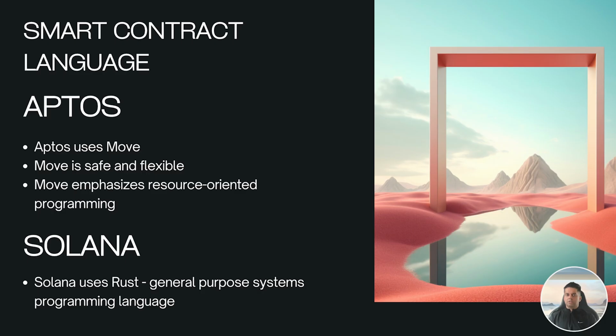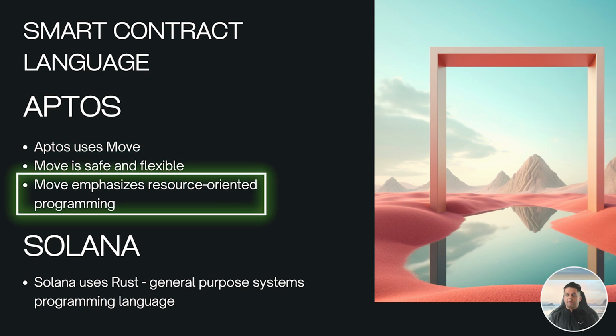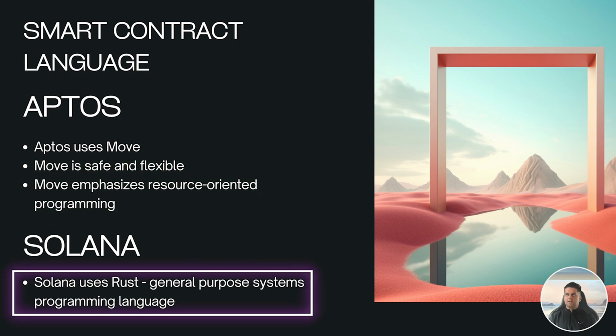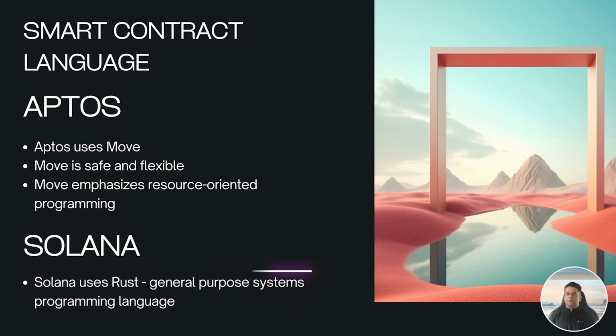Smart contract languages. Aptos uses the Move programming language for smart contracts. Now, Move is a safe and flexible language designed specifically for blockchain use cases. It emphasizes resource-oriented programming, which treats assets as first-class citizens. Solana uses Rust for its smart contracts, which is a general-purpose systems programming language adapted for blockchain use case.